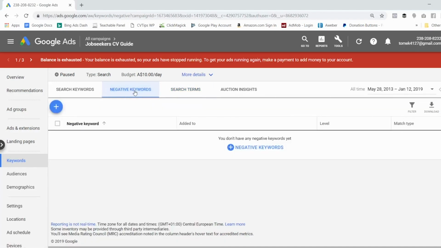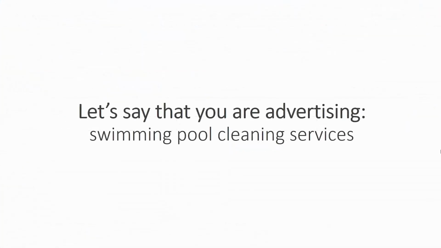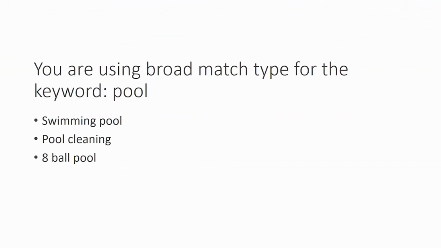So to demonstrate the power of negative keywords, let's review it in an example. Let's say that you are advertising swimming pool cleaning services, and you are using, as a broad match type, the keyword pool. This will trigger your ad whenever somebody types into their search term the word pool, and because it's broad match, your ad will be displayed when somebody types in swimming pool, pool cleaning, and 8-ball pool.